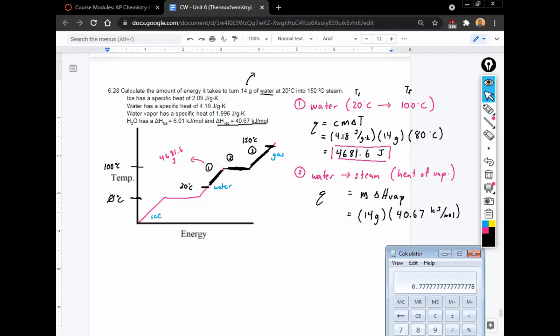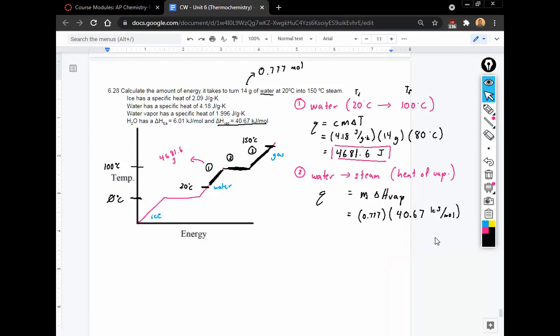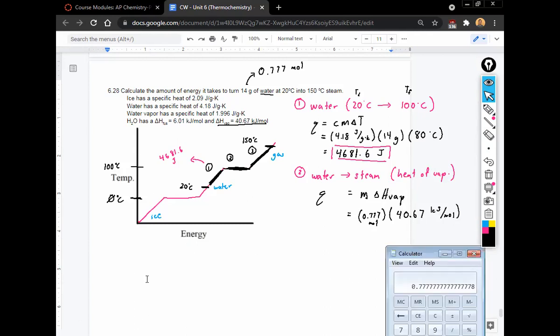So 14 divided by 18 will give you, oh, lucky sevens. Okay, so 0.77. I'll keep it 7 just to keep us happy. 0.777 moles of water. So we're going to turn this into moles of water. You could round up to 8, but I'm going to keep it 7 just because I like that number. Okay, so we'll keep it like that. And then from there, we can just multiply that value, 0.777 times 40.67, and that'll give us 31.6, and I'll keep it 0.1.